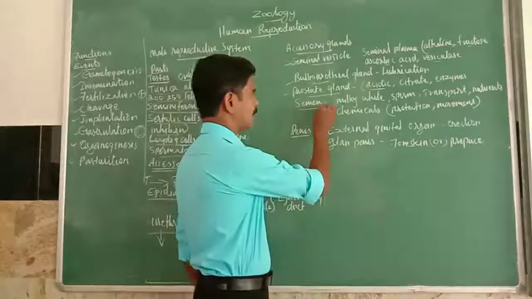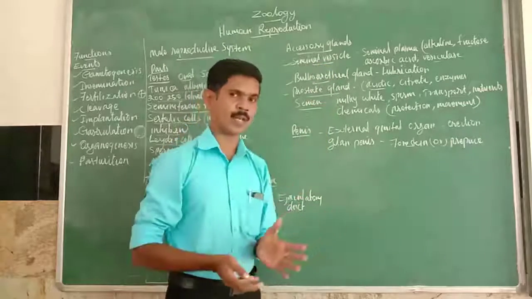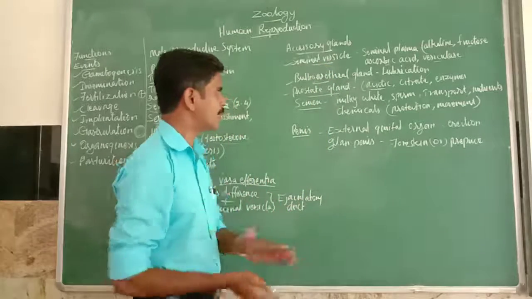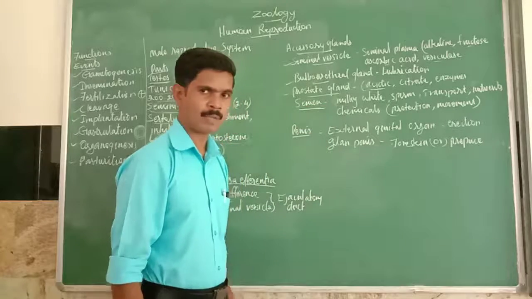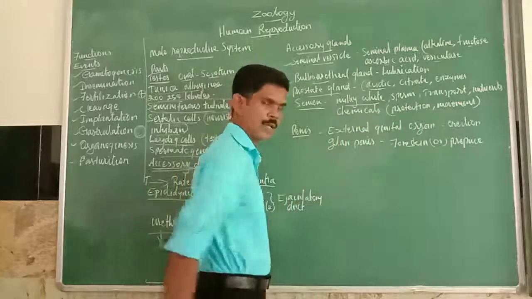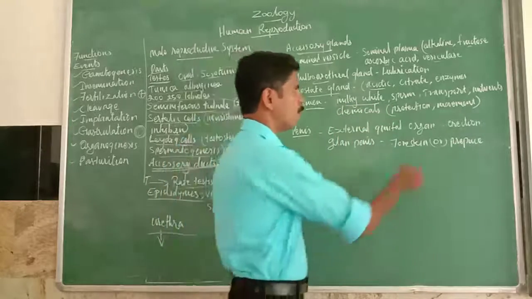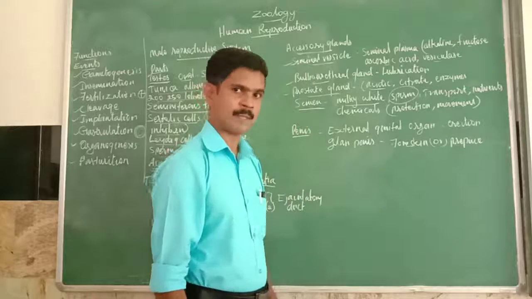Then the next one is semen. All these glands are secreting some fluids, as already told. All these fluids together form the semen. Semen is a milky white colored fluid. It consists of a large amount of sperm.